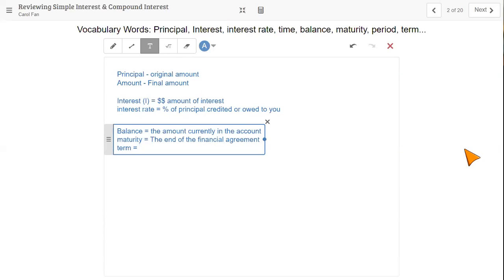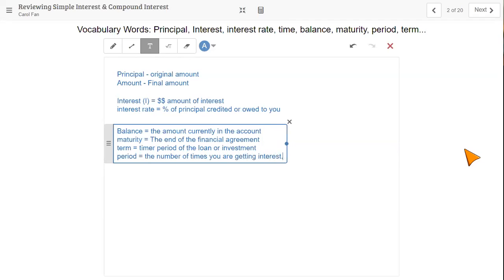When we talk about maturity, we often talk about term. So sometimes it might be a 90-day term, and this is just the time period of the loan or investment. On the other hand, we have the word period, and that often refers to the number of times that you're getting interest. So these might not be super clear right now, but that's okay because once we start doing some examples, all of these words will become more clear to you.